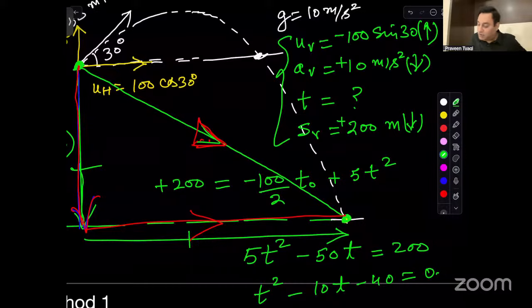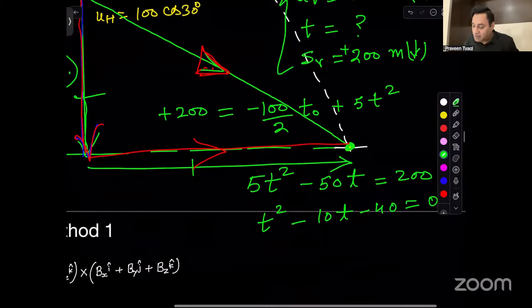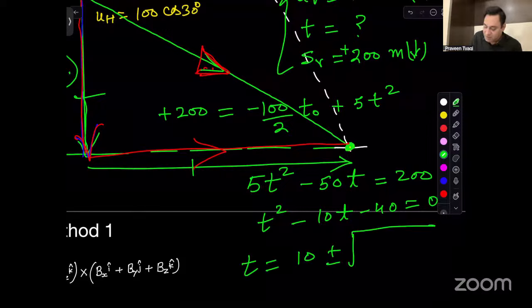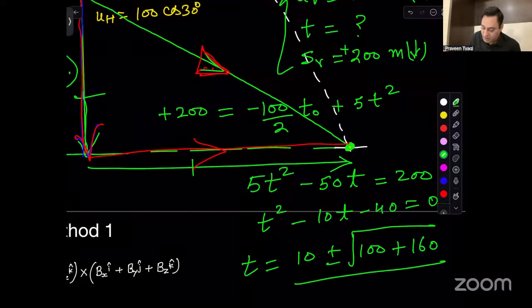You can solve the quadratic equation. t = (-b ± √(b² - 4ac)) / 2a. How many of you got it right? Let me see. So this is 5 plus root 65. 260. 260. 4 came out.